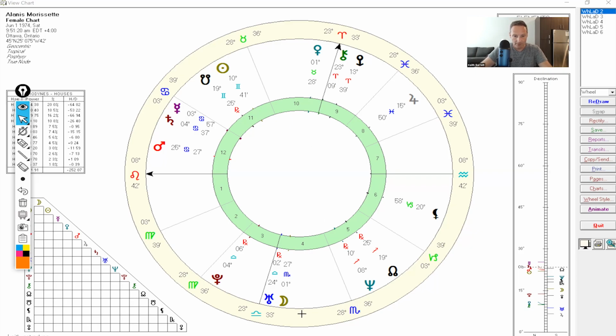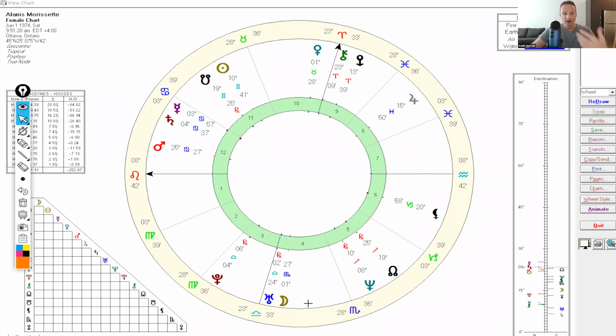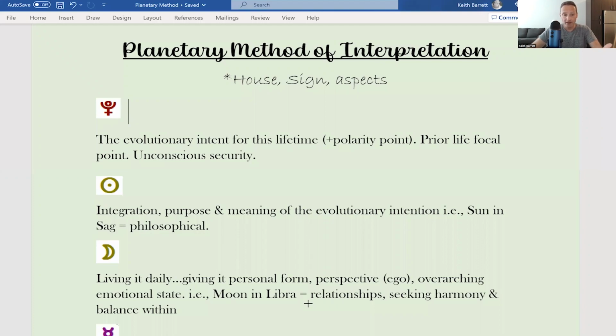And so let's walk through, or let me pull this back up, right? And so we start at Pluto. So the evolutionary intent for this lifetime plus the polarity point. The polarity point is usually the evolutionary intent. Like I want to integrate that energy into my experience. And then it's a prior life focal point and where you will feel secure in that area, right? And so let's go back to her chart and we start there with Pluto, right?